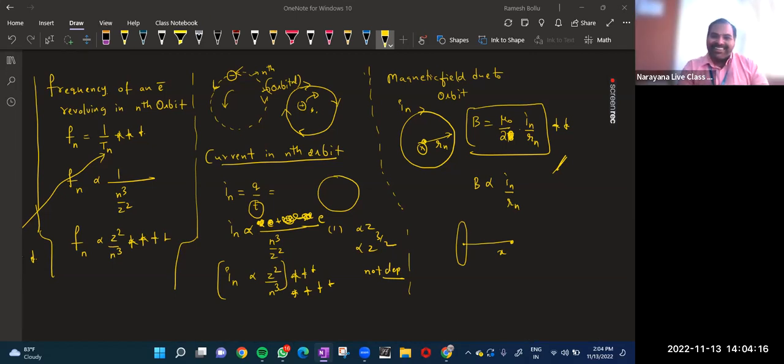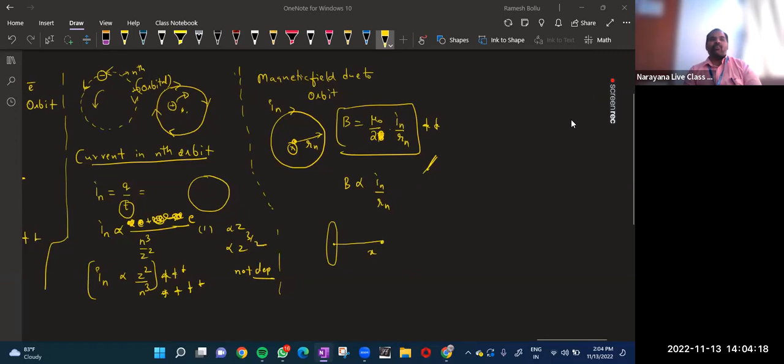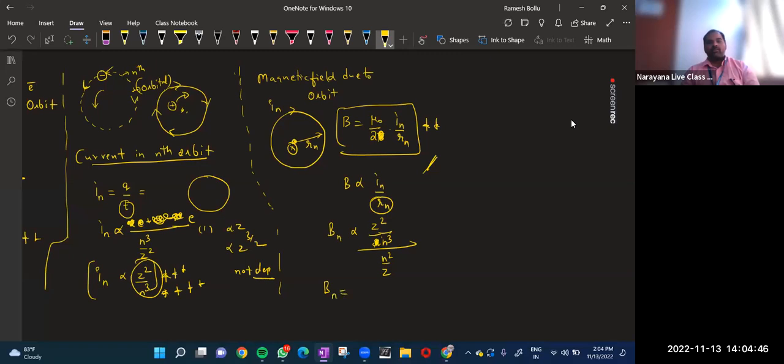So, substitute I n value, how much? Proportional to Z square by n cube. So the magnetic field contributed by the electron in the nth orbit, how much? The I n relation we found, no? Z square by n cube. Kindly say yes or no. What is the radius of the electron in the nth orbit? Very good, n square by Z. So magnetic field due to the electron in the nth orbit, how much? Z square into Z, proportional to Z cube whole divided by n power 5.